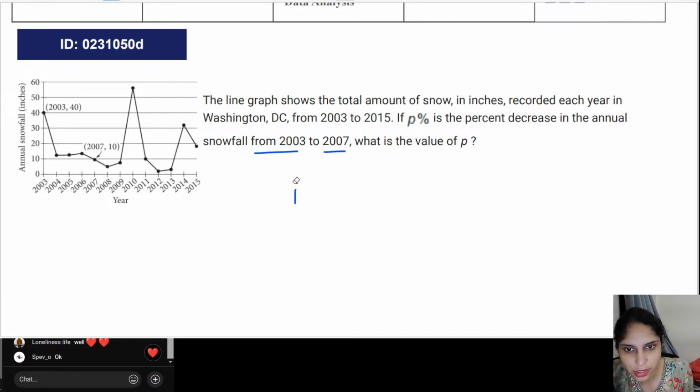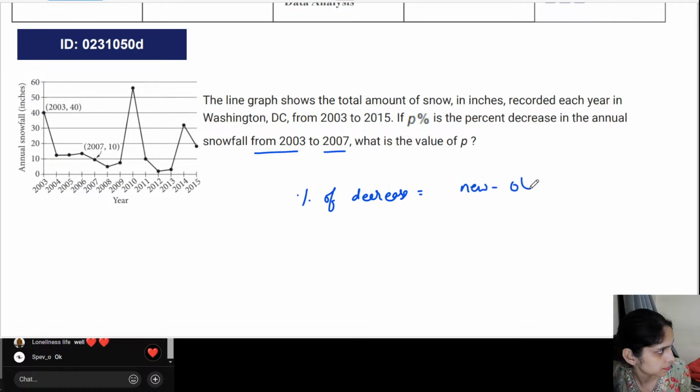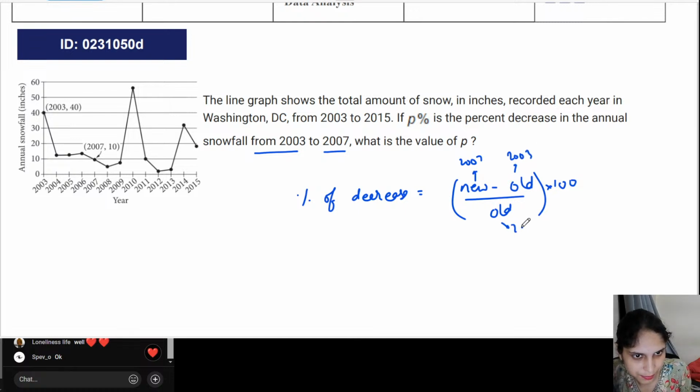So percentage of decrease is also going to be new minus old divided by old. You will just get a negative value and you don't have to write that negative value. Okay? So in decrease, you will get a negative value in the formula. New is 2007, old is the value in 2003. So in 2003 it is 40 and in 2007 it is 10.